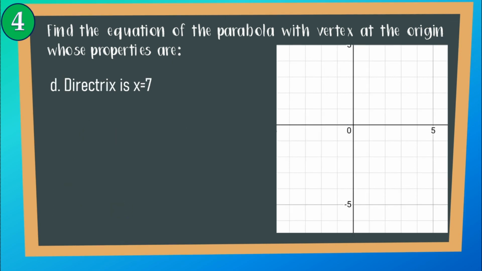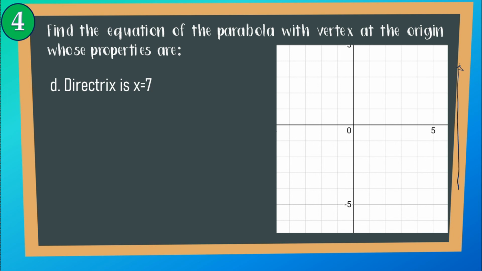Okay, next. Find the equation of the parabola with vertex at the origin whose properties are directrix is x equals 7. Okay, again, this is the vertex niya at the origin. Tapos naman, yung directrix is x equals 7. So, meaning to say, pag x equals 7 siya, yung directrix is a vertical line. So, dito na part. Okay, for example.